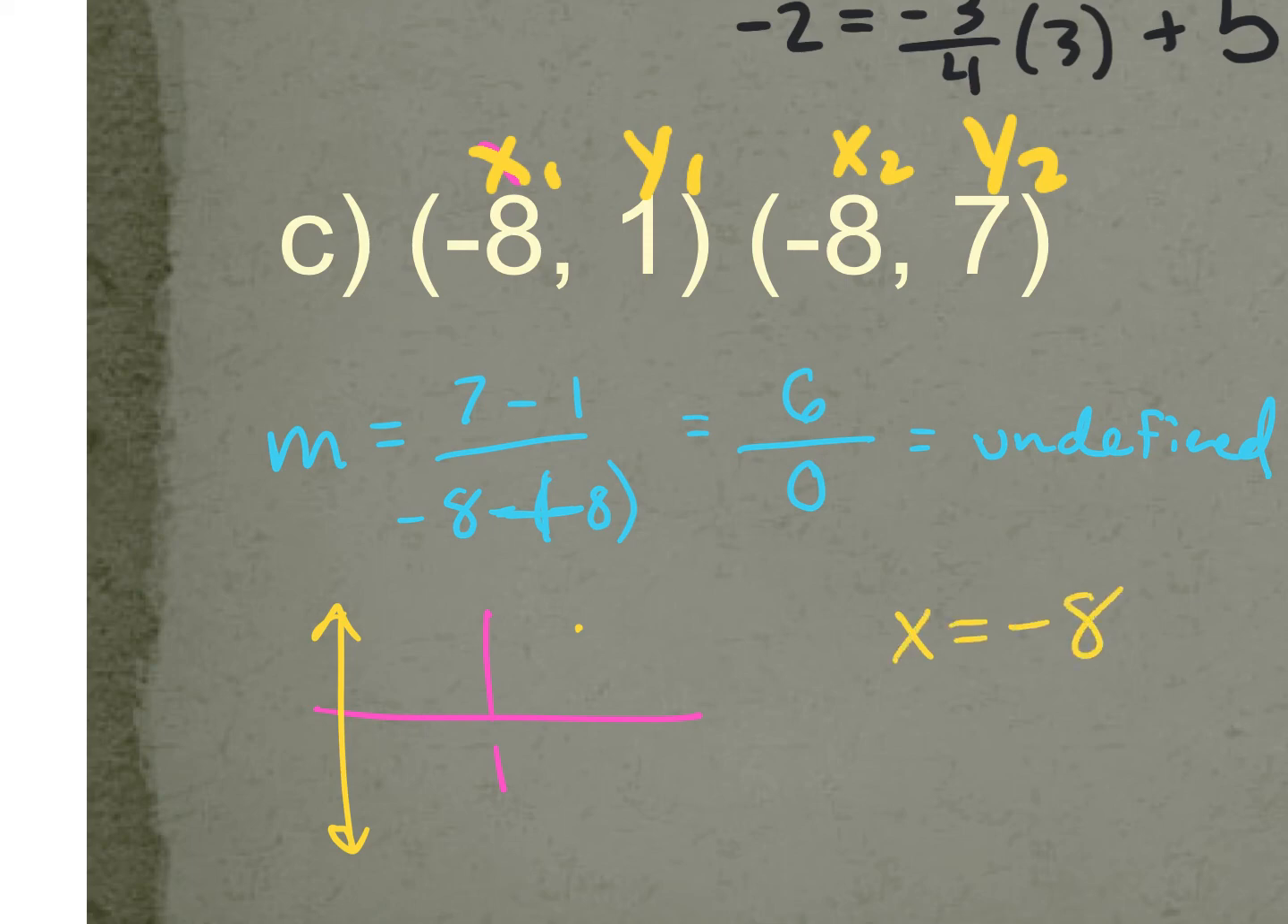How do you know it was x is equal to and not y is equal to? Because it's going through the x-axis. So because it goes through the x-axis, we have x is equal to negative 8. Awesome. Any questions? Ready for the next page?